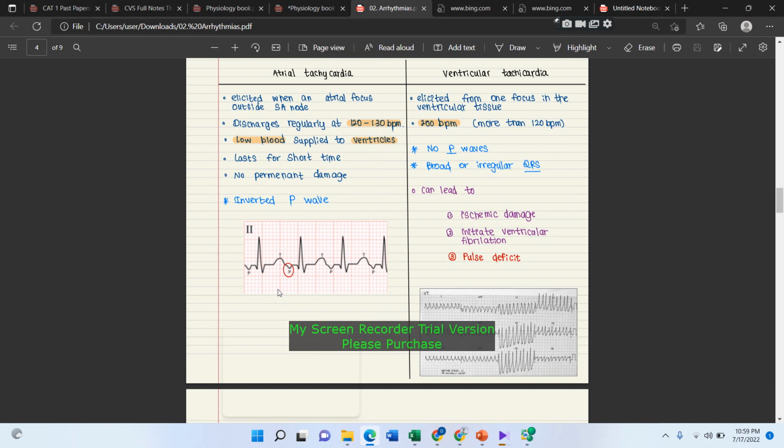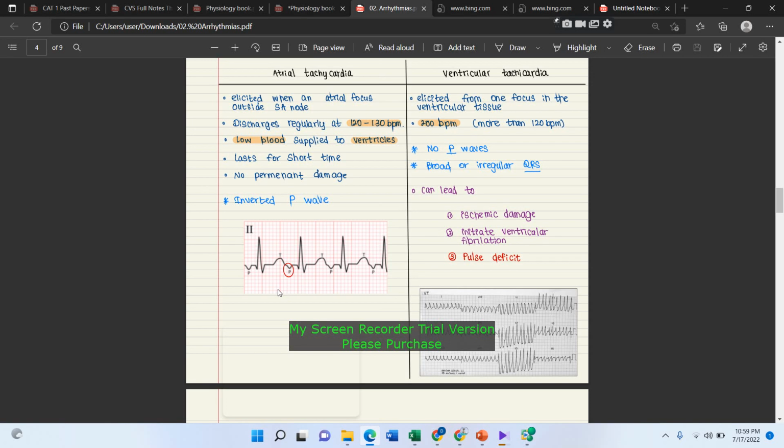Now, ventricular tachycardia. Ventricular tachycardia is elicited from one focus in the ventricular tissue. When these pacemaker tissues are formed in the ventricular tissue, it causes about 200 beats per minute, more than 120 beats per minute heart rate. There will be no P wave at all, because the SA node is not generating the beat; we have found another focus in the ventricular tissue. That means the current doesn't travel through the conduction system to the SA node. So there are no P waves and the QRS can be broad and irregular.